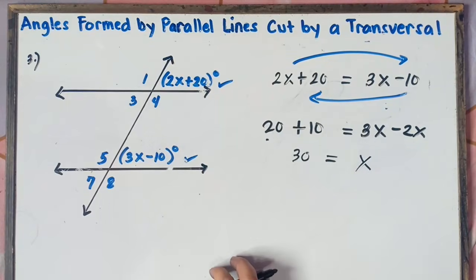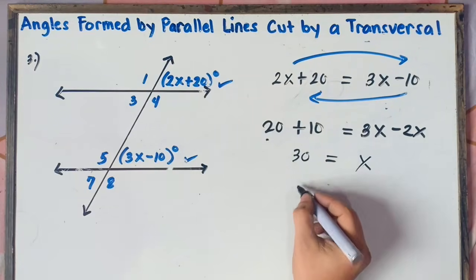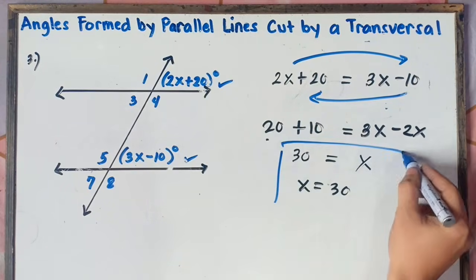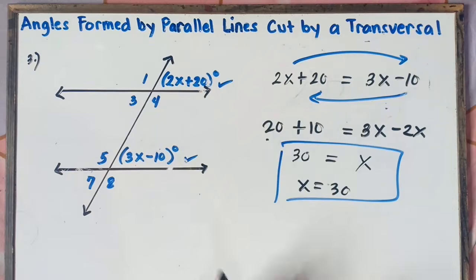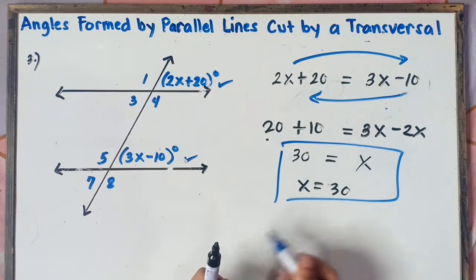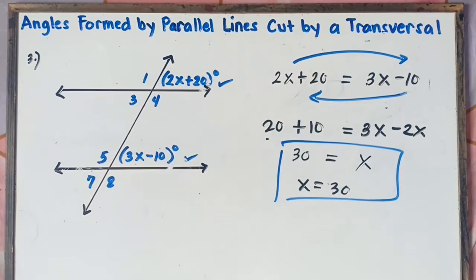And you will have the same answer, class. 30 equals x. Once again, class, 30 equals x is just the same as x equals 30. You had this in grade 7. We call this the symmetric property. You will have the same answer, class. For me, it's better to do this one. Alright, so therefore, the value of x is equal to 30.